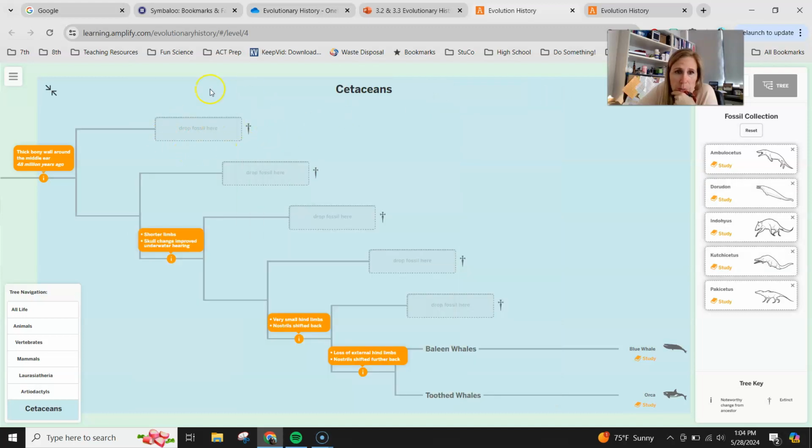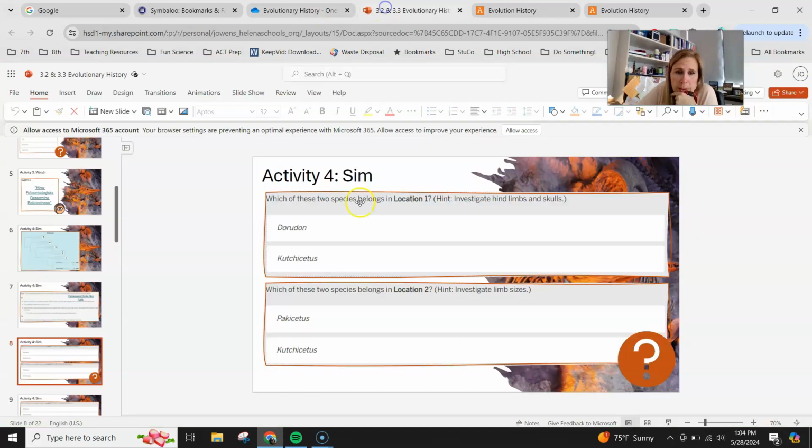Okay, so we're looking at just placing this in structure 1 right here. So which one's going to fit here? You guys are going to circle one of those 2. Which of these 2 species belongs in location 2? You're going to look at either Pakicetus or Cuchicitus.